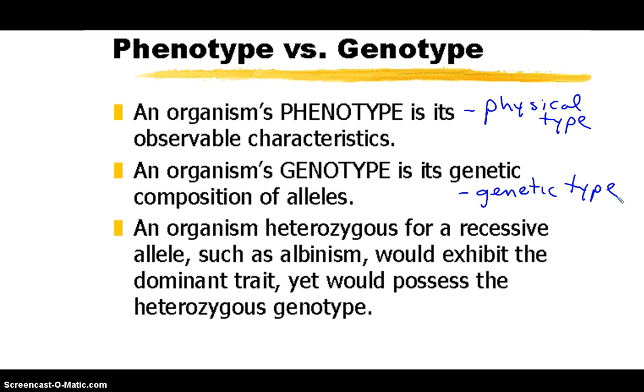An organism heterozygous for a recessive allele, such as albinism, would exhibit the dominant trait. So if it is big A, little a, it's going to show the dominant trait, yet it would possess the heterozygous genotype. So it would have a normal phenotype. Physically, we wouldn't be able to tell that it had a gene for albinism, but the genotype would be heterozygous for that.